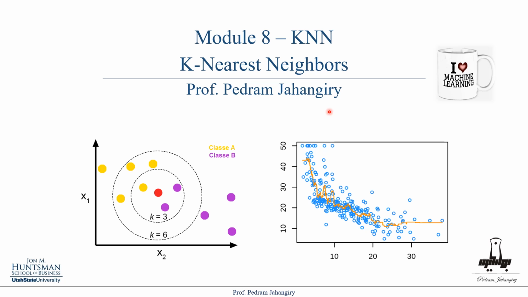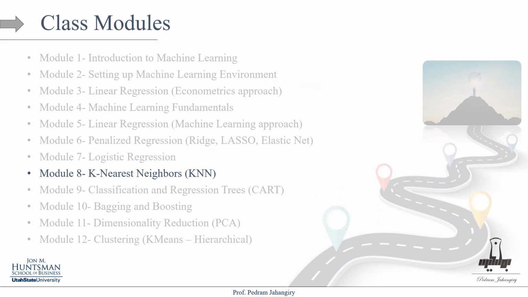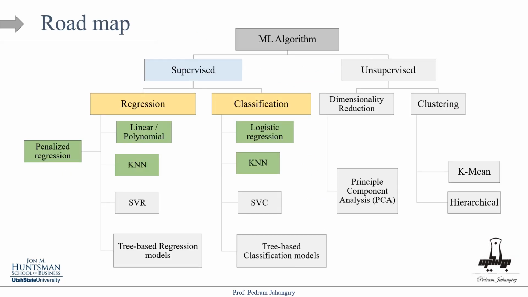However, when the dimensionality of the feature space is large, something called the curse of dimensionality is going to kick in, and we will be better off using other machine learning techniques. But yet, this is a very simple and powerful model that we should have in our arsenal. So let's look into the details. Module 8, K-nearest neighbors. Okay, where we are.